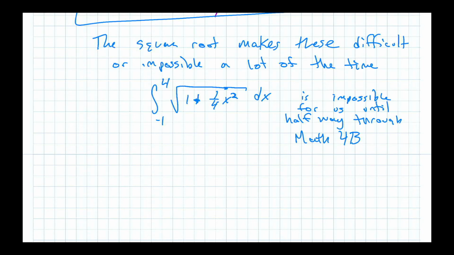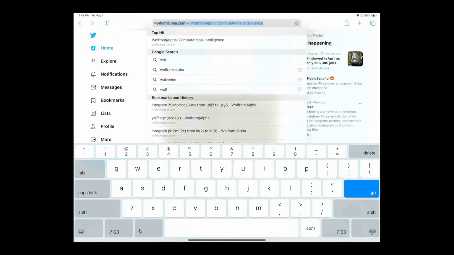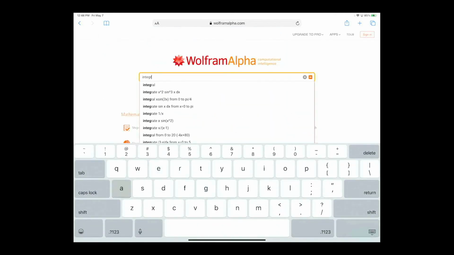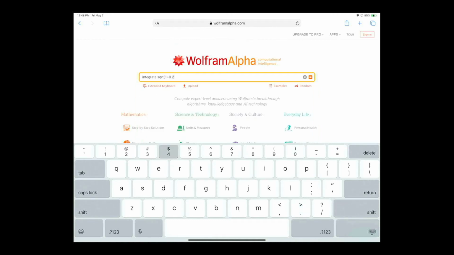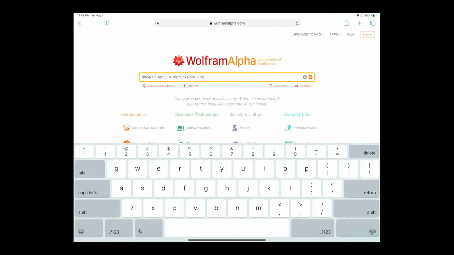So it's there. Now, having said that, if you just need a number, then that is what Wolfram Alpha is for, things like that. Because of course, we can just go here and then we can just say integrate, we got a square root, 1 plus, it was a quarter, I'm going to write 1.25 because it's easier to type in that way, 1/4 x squared, and then dx from -1 to 4.